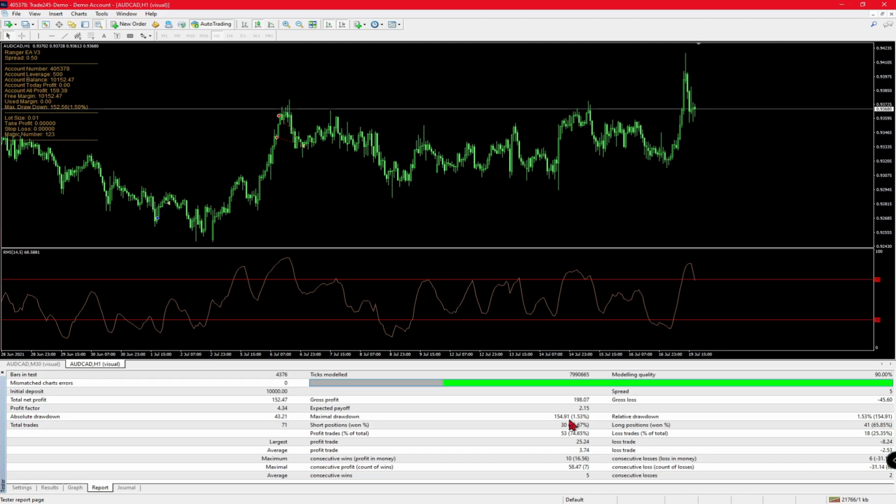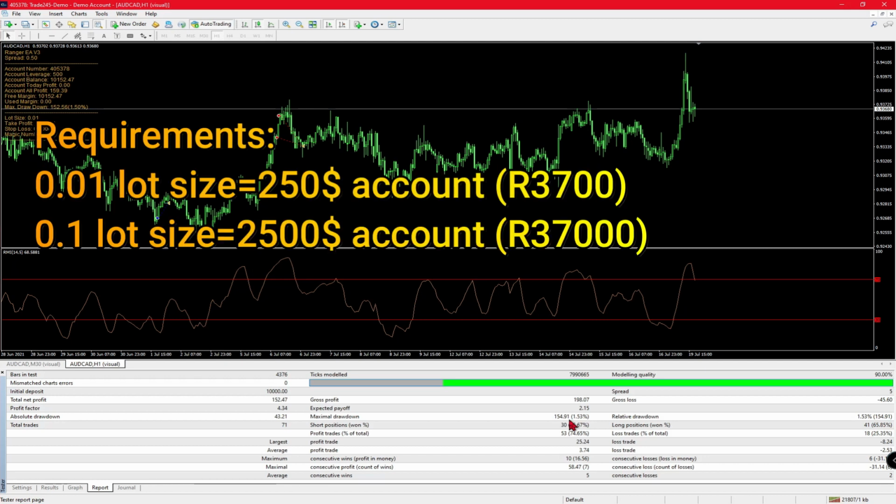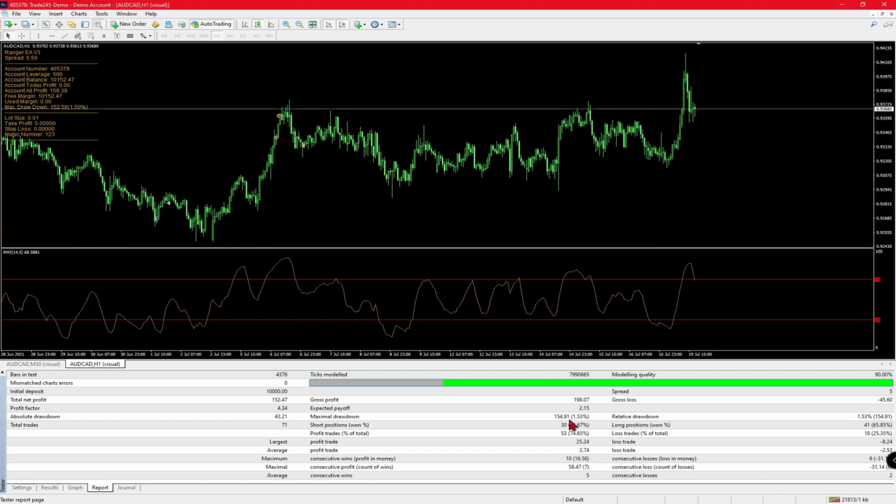So with the current lot size of 0.01, a total account size of 250 would be required to operate safely. And remember, this is over 7 months, meaning that this profit is quite small, but like I said before, you are able to change the lot size if you so feel like it.